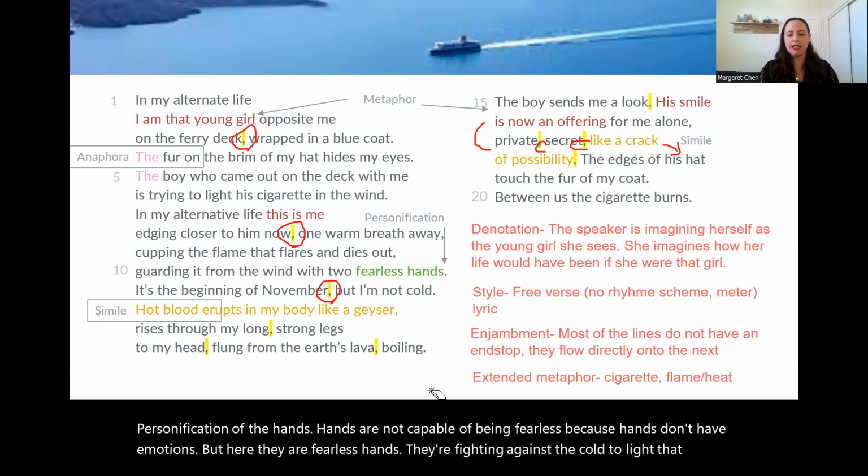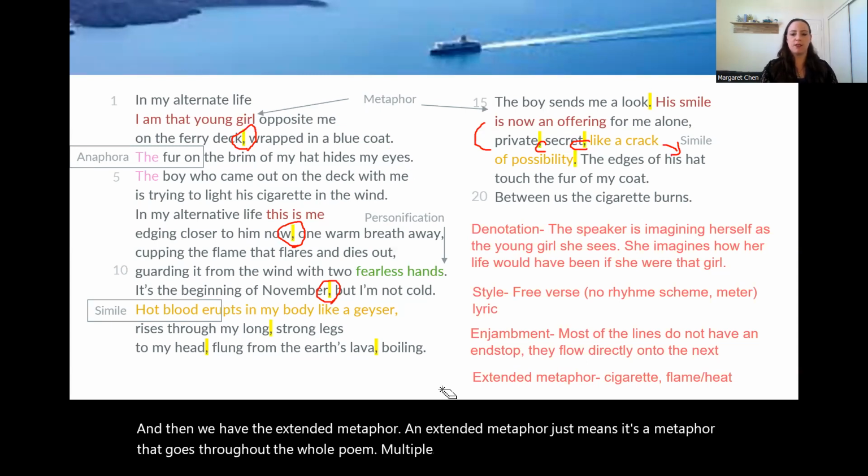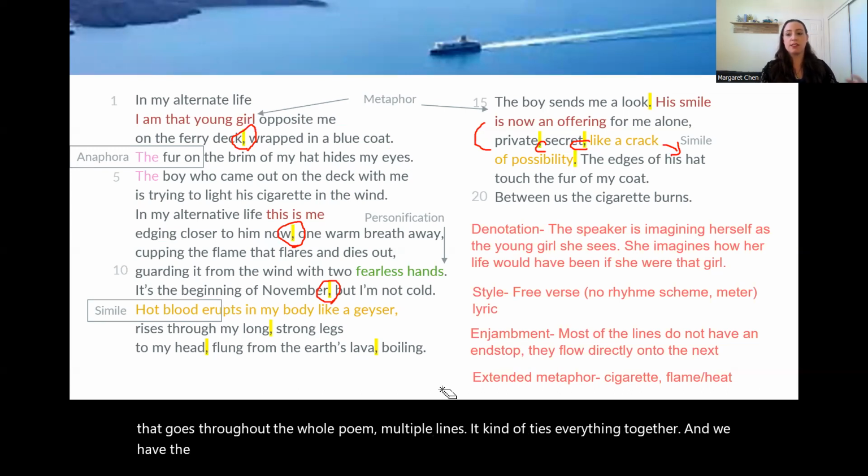And then we have the extended metaphor. An extended metaphor just means it's a metaphor that goes throughout the whole poem, multiple lines. It kind of ties everything together. And we have the metaphor of the cigarette, trying to light the cigarette with the flame and the heat.